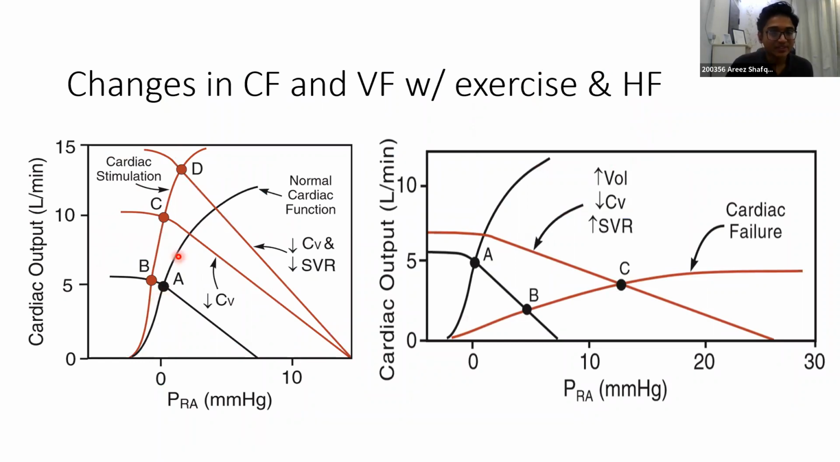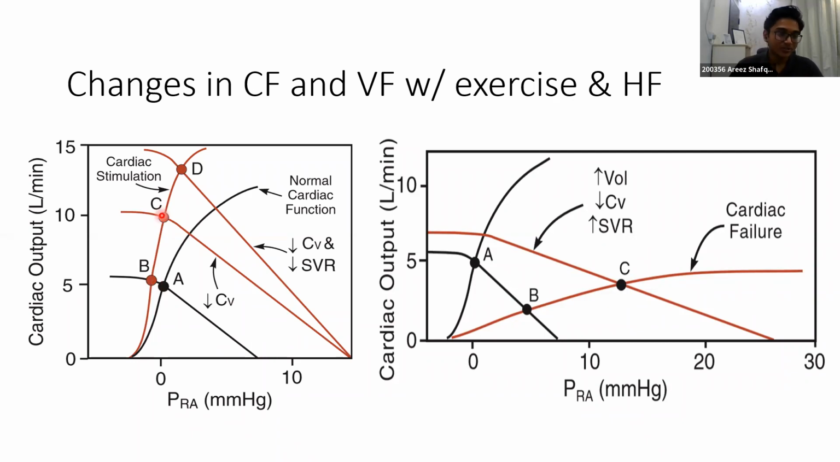Point A, the black line, is the normal cardiac function. The black line of the venous return is the normal venous return curve. Now I'm going to ask you what happens. When you exercise, your sympathetic system gets activated. That means sympathetic stimulation via beta-1 receptors of the heart increases contractility. So the curve moves this way. You go from A to B. Sympathetics constrict the veins. This will increase PSF to shift the curve to the right. You will go from B to C.